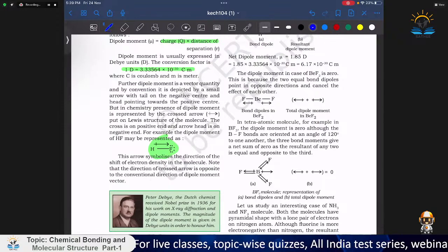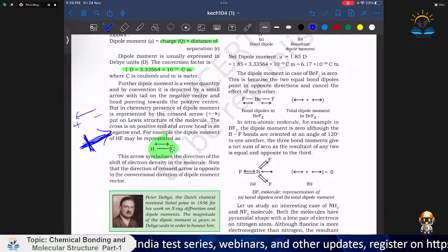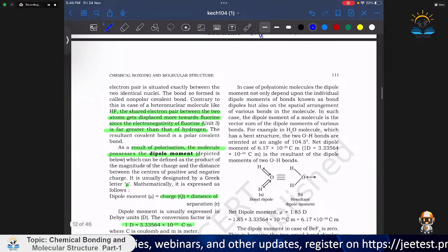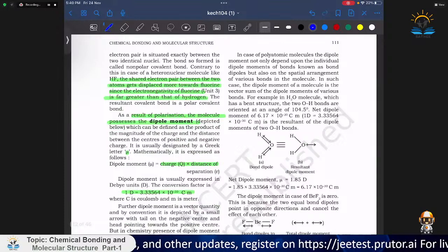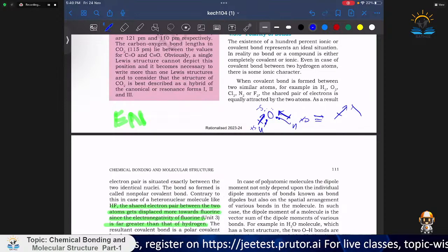Next, we move on to polyatomic molecules which have more than one bond, as in the case of H2O. We saw that there are two dipole moments. The net sum will be the addition of both dipole moments in vector form, which will give a single larger dipole moment. The OH bonds are oriented at an angle like this. The net dipole moment is the resultant moment of the two OH bonds.